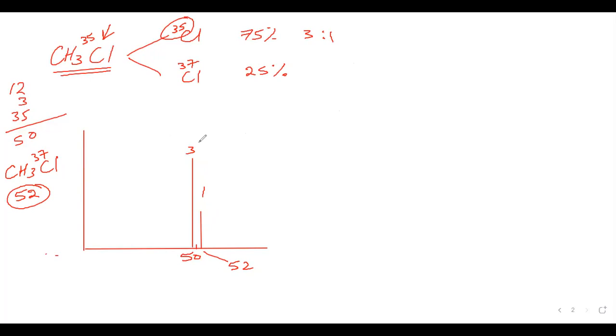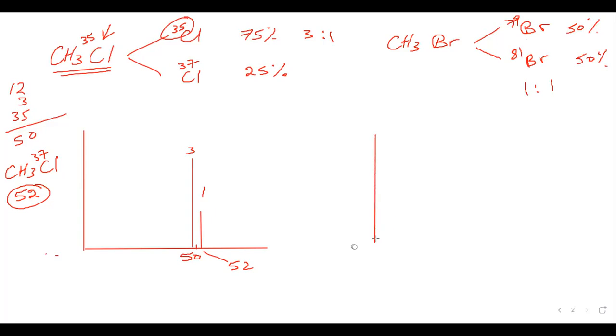Okay. And if we have a bromine atom instead of chlorine, then as we said, bromine has 2 isotopes, bromine 79 and bromine 81. And both have the same percentage. It means they are present in the ratio 1:1. That's why if you get 2 peaks in your mass spectrum, the difference between them is 2 units, and both of them have the same height, this means that you have a bromine atom in your molecule.